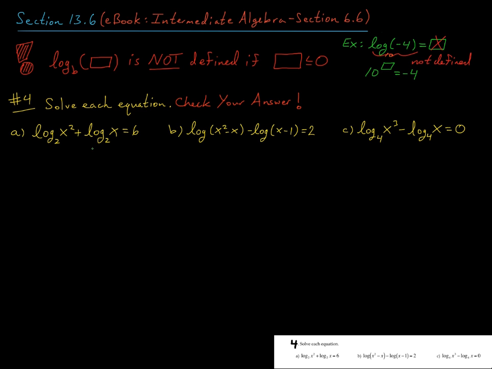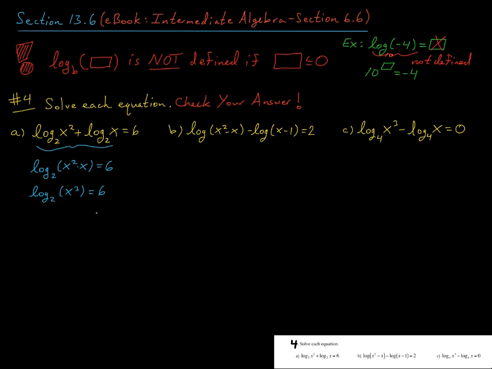Looking at part A, I have log base 2 of x squared plus log base 2 of x, and that's equal to 6. Notice I have a sum of logarithms here on the left. So as my first step, I'll go ahead and combine those two logarithms. So the log base 2 of x squared times x. Here I'm just using that product to sum property. Now x squared times x is x cubed.